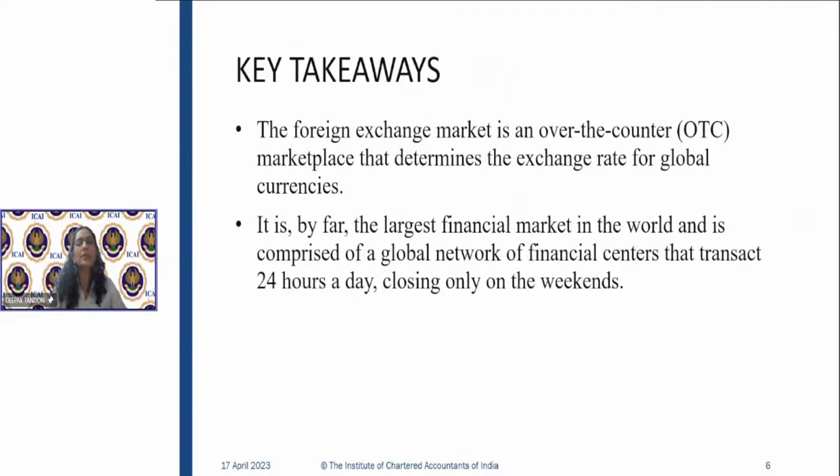foreign exchange market, and the rates are settled based on the transactions which are happening in the world market. And this happens 24 into 7. It gets closed only on weekends.